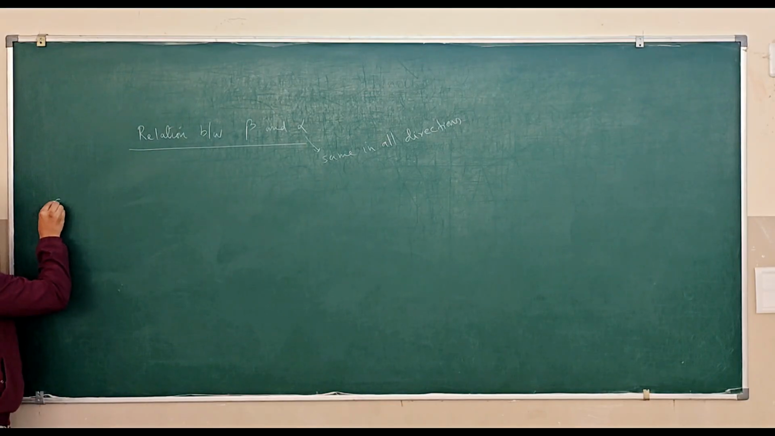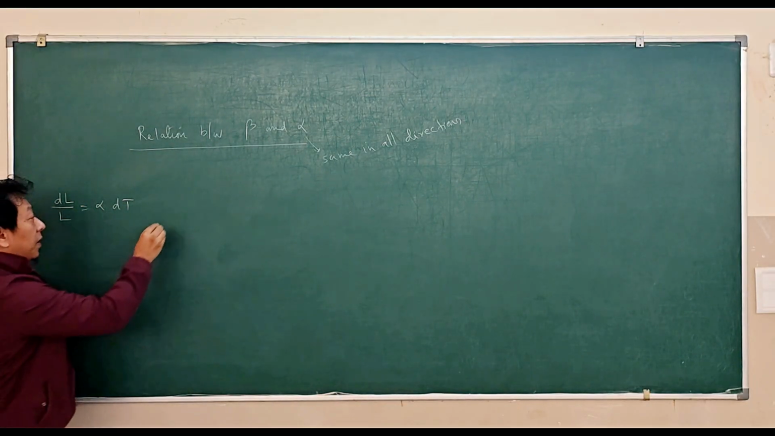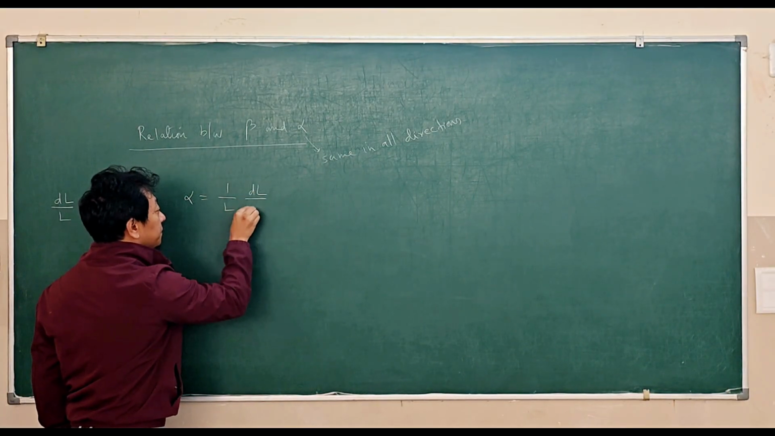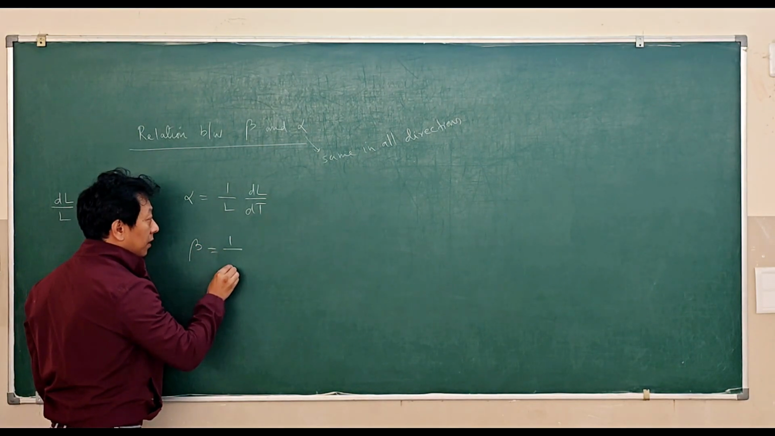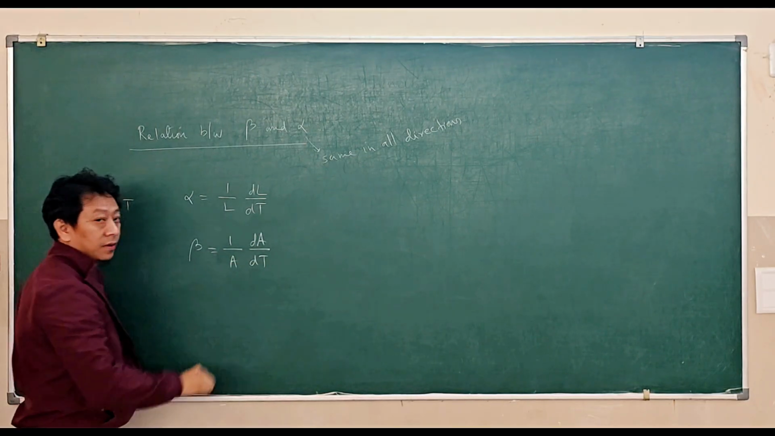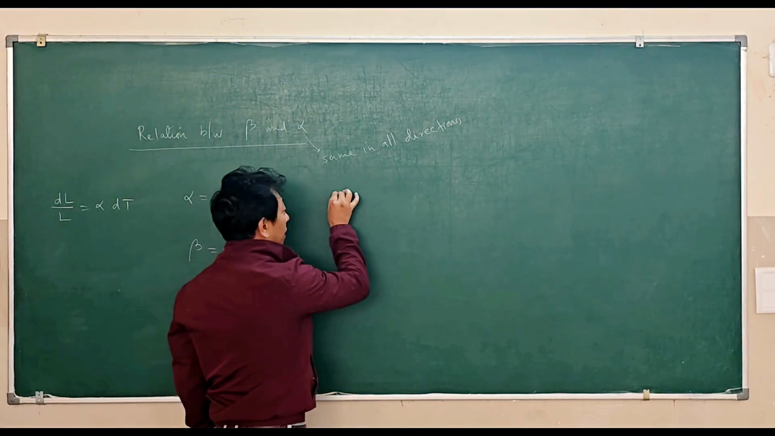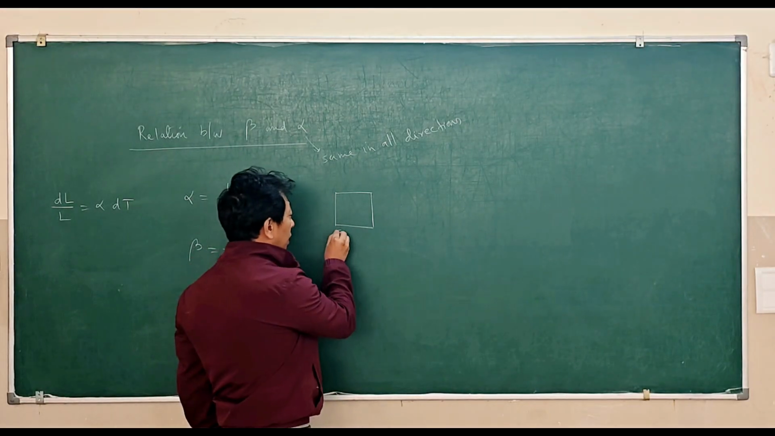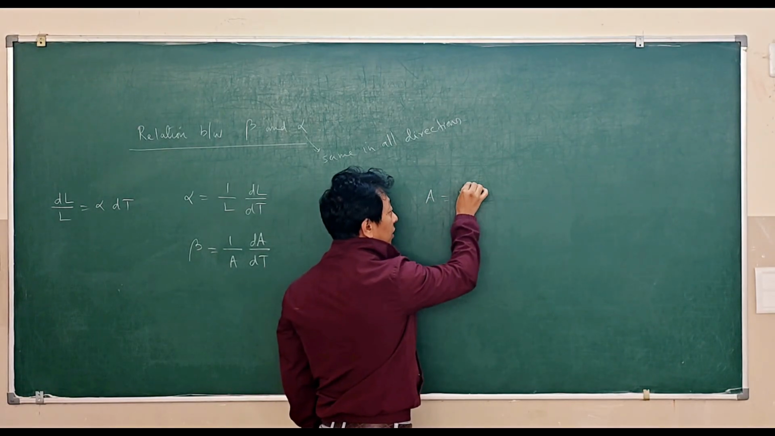Check your notes. I have given dl by L equals alpha dt. So what will be alpha? 1 by L, dl by dt. Beta, how will you write? 1 by original area, dA by dt. These are all for small changes. So now you remember this. Now let us take a square. To derive this formula, we will take a square. If I take a square whose side is L, area is A, what is the relation between them? A equals L square.